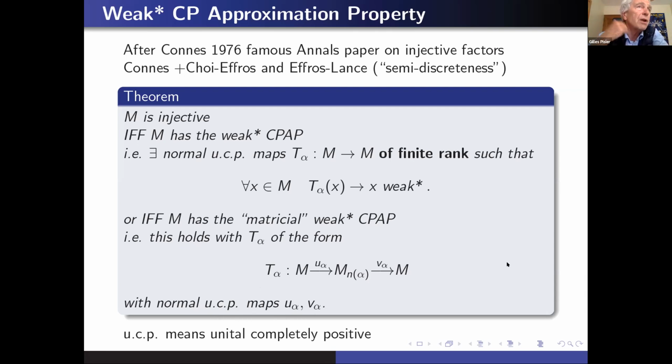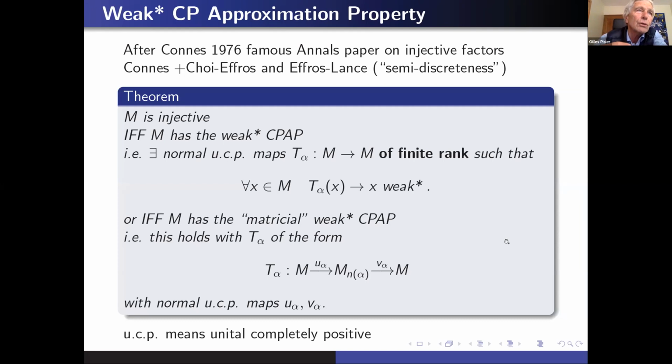I should point out that many people know this result in the C-star algebra setting. In the C-star algebra setting, it's very well known that a C-star algebra is nuclear if and only if it has the completely positive approximation property. So we have finite rank completely positive maps approximating the identity. And it's also well known that the bidual of a nuclear C-star algebra is injective, but these two facts that I just mentioned don't imply that the bidual of a nuclear C-star algebra satisfies this.